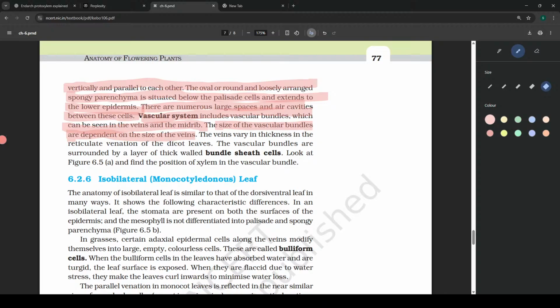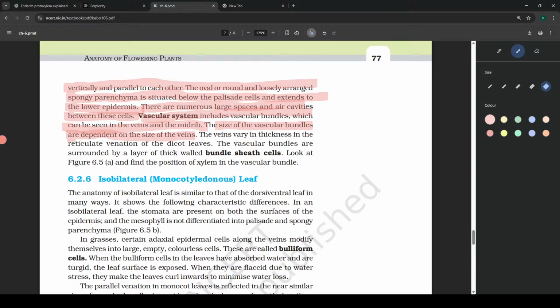Okay, let's see the before statement. There are numerous very large spaces and air cavities between the spongy mesophyll cells. Okay, now vascular system includes vascular bundles, which can be seen in the veins and the midrib. In the veins, the function of veins and veinlets is to transport minerals and water and to provide rigidity to the lamina.